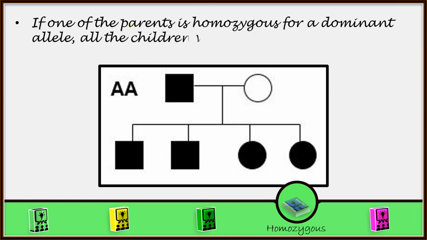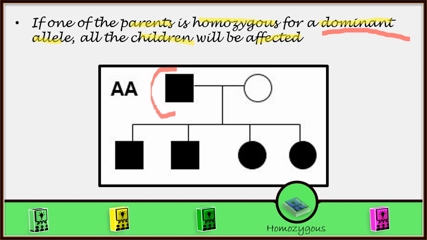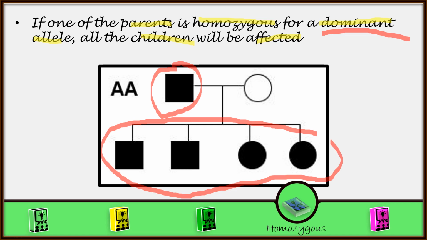If one of the parents is homozygous for a dominant allele, all the children will be affected. That is, if the effect is a result of a dominant allele, and one of the parents has a dominant allele, that means all the children will have that dominant allele, which causes the effect, and those children are all going to be affected.